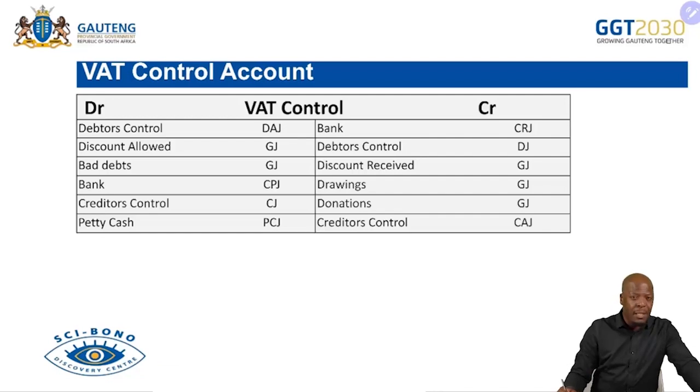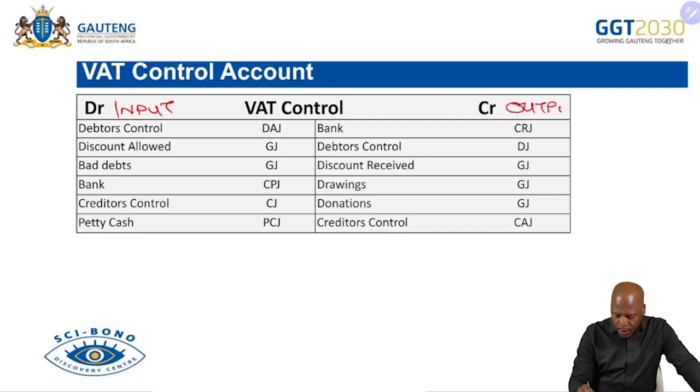Here's my VAT control account. Remember, on the debit side, I'm going to have my input. On the debit side, I have my input. On the debit side is my input. And on the credit side, I have my output.